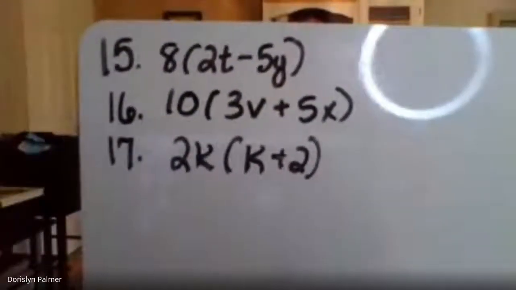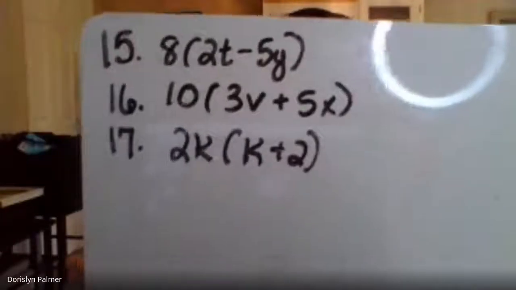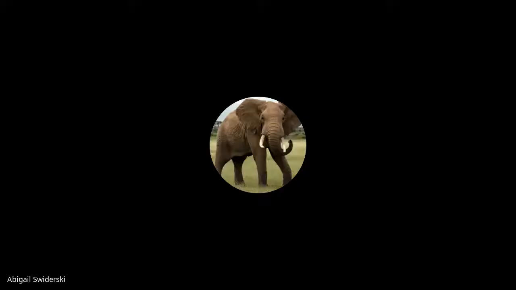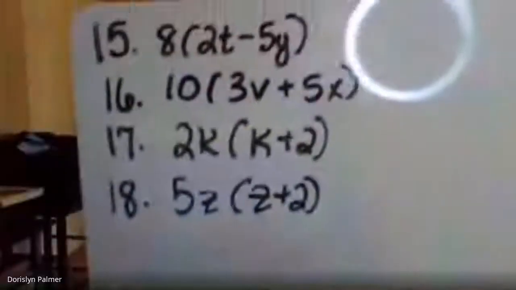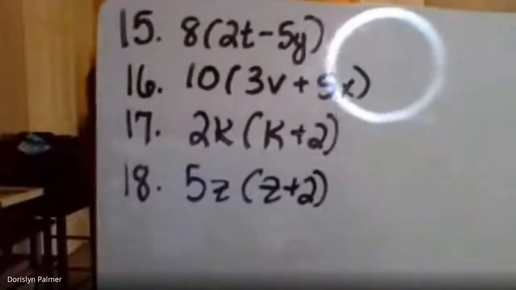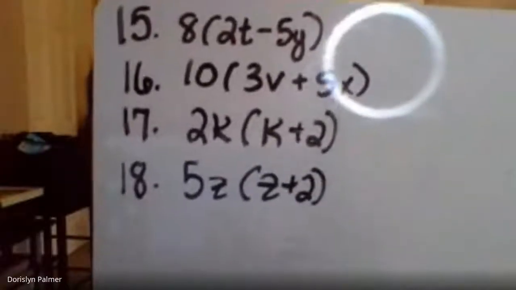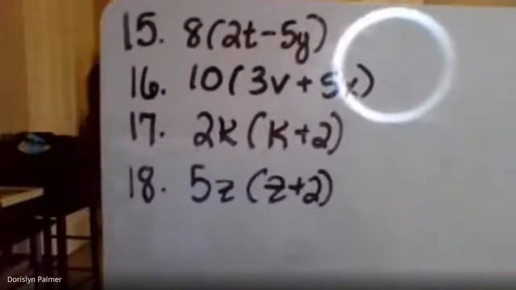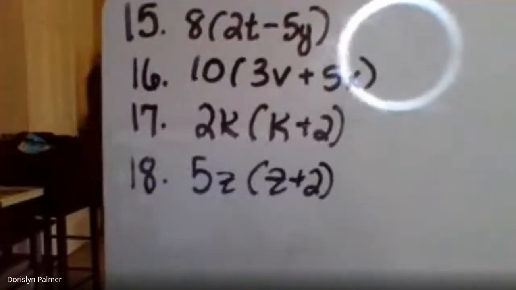All right, 18, Abby. For 18, I got 5z times the quantity of z plus 2. Yes, good. 5z times the quantity z plus 2. All right, and 19, Emma. I said 2ab times the quantity 2ab plus a minus 5b. I don't know if I got that right.